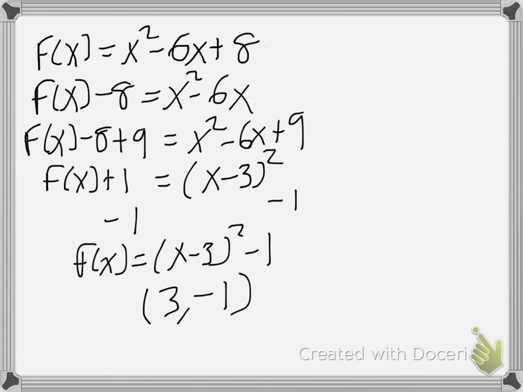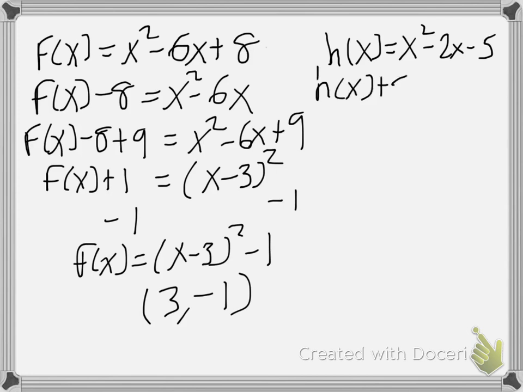So let's do another one. Let's do h of x. Let's do number 2 that's on your notes. H of x equals x squared minus 2x minus 5. First step is to move that 5. So I'm going to have h of x plus 5 equals x squared minus 2x.